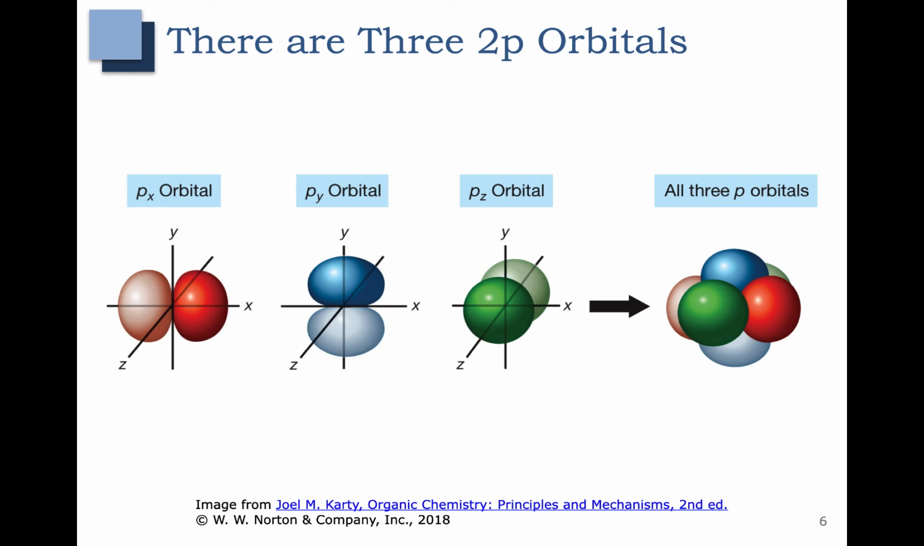Another thing to consider about the 2p orbital is there are actually three of them. There's one in the x-plane, one in the y-plane, and one in the z-plane. When you combine them together, they look like this. It looks kind of like an everlasting gobstopper to me. So this is why when we were doing electron configuration, we had those three lines. Each of those lines was for one of these orbitals, px, py, and pz.